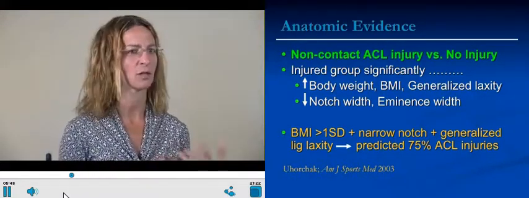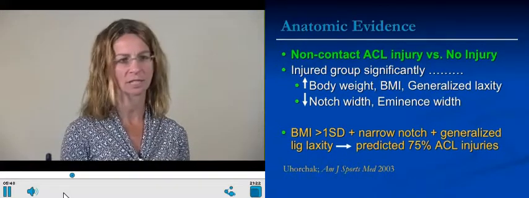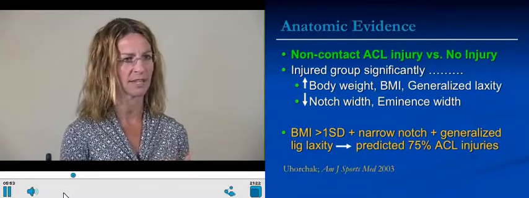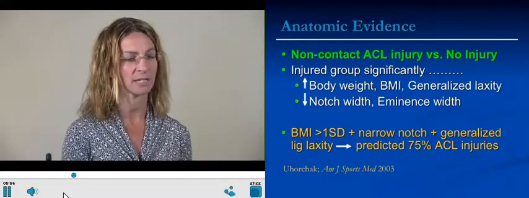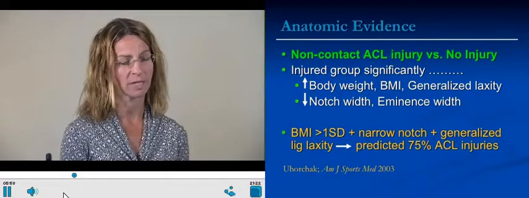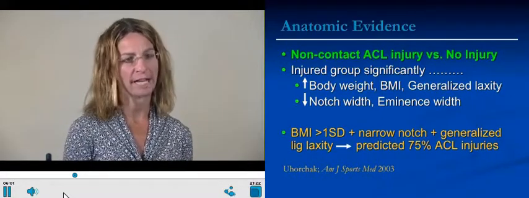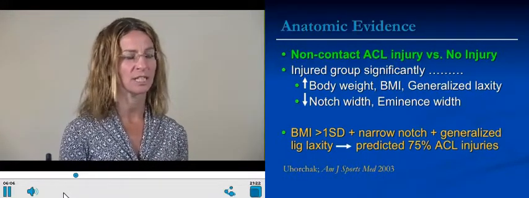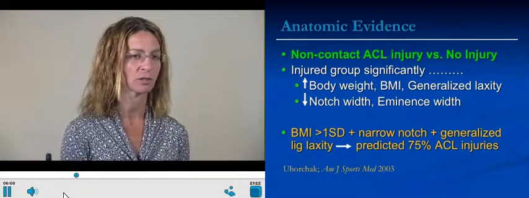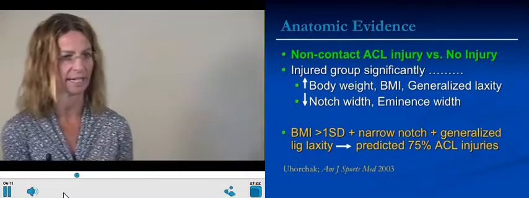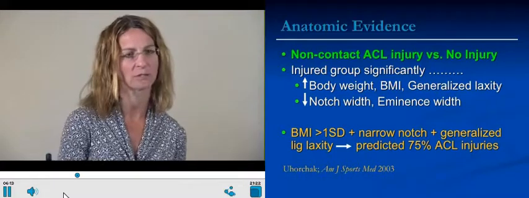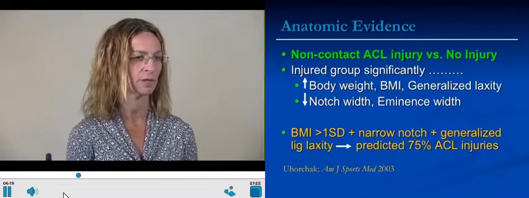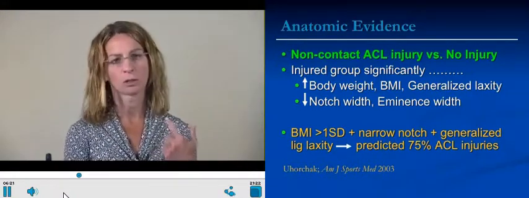And they wanted to see if they could predict who was at risk for this non-contact ACL injury. And what they came up with is a formula to say that if you have a body mass index greater than 1 standard deviation above normal, if you have a narrow notch, and if you have a generalized ligamentous laxity, loose collagen, this predicted actually 75% of ACL injuries. So really, there is some compelling evidence that if you have some of these things, you're definitely at an at-risk state for ACL injuries, especially with playing a high-risk sport such as soccer, basketball, lacrosse, which is a big one right now, and skiing.